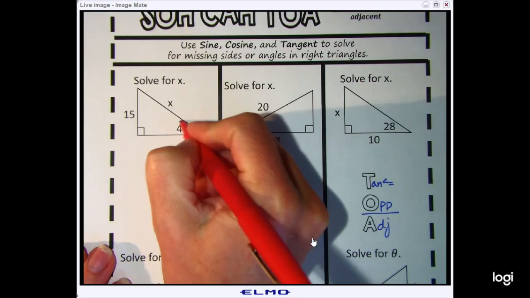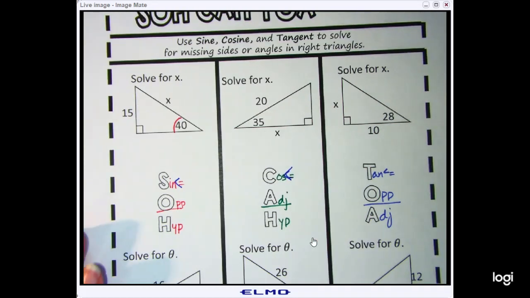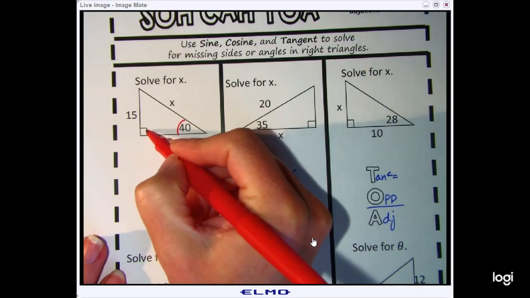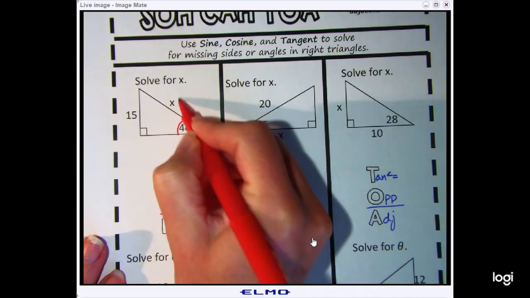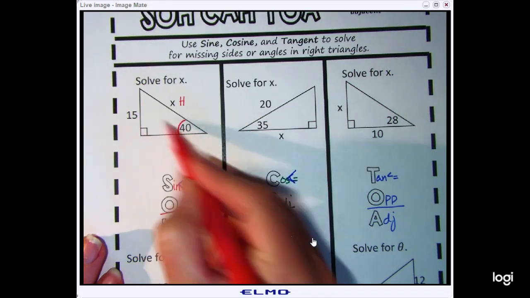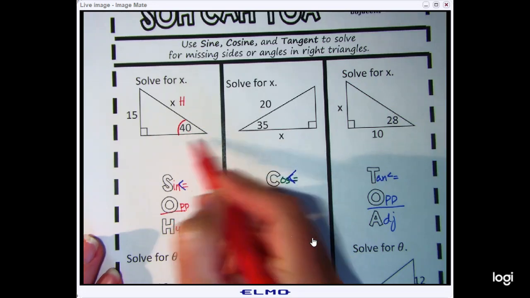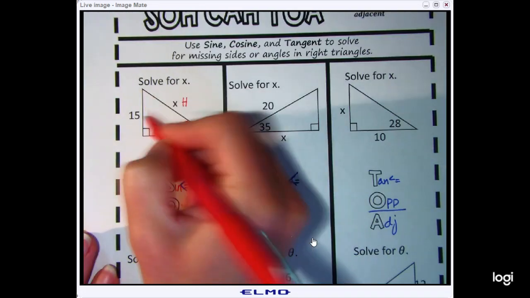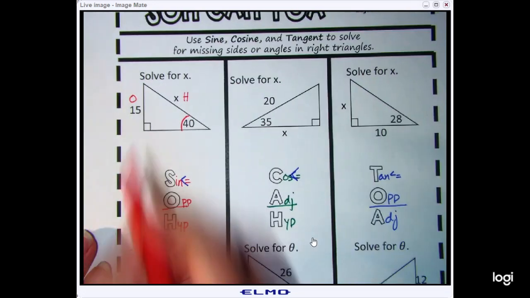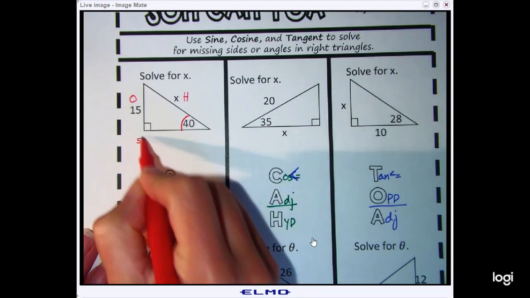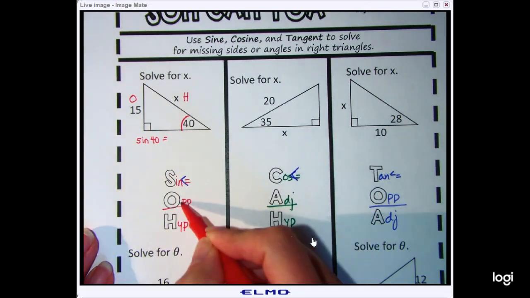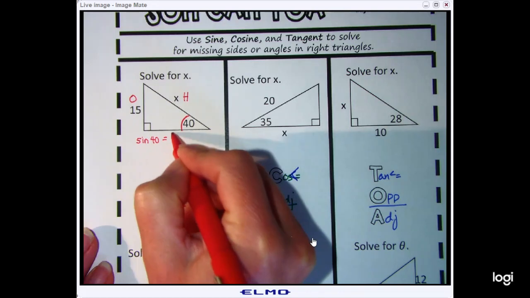Here's my angle. Let's figure out what sides I have in relation to that angle. Here's the right angle, 90 degrees. So that means across from it is the hypotenuse. Okay, is 15 opposite of 40 or next to it? Well, it's opposite. So that is O. And now we're going to set up our proportion. Sine of 40 equals opposite on top, hypotenuse on the bottom.